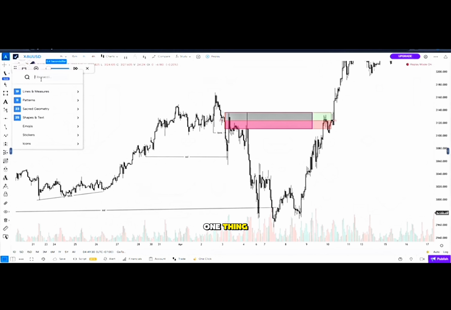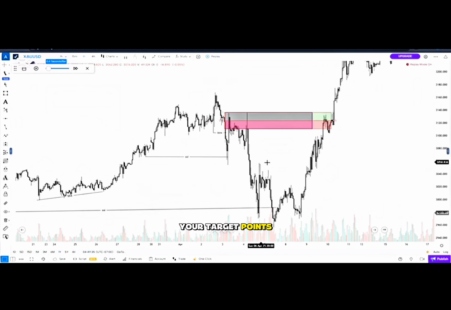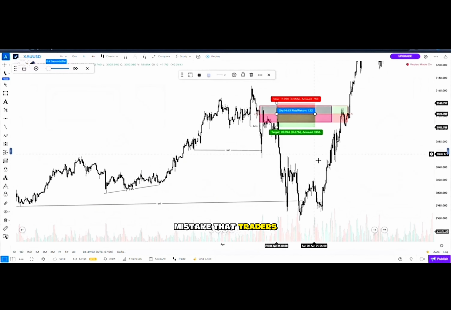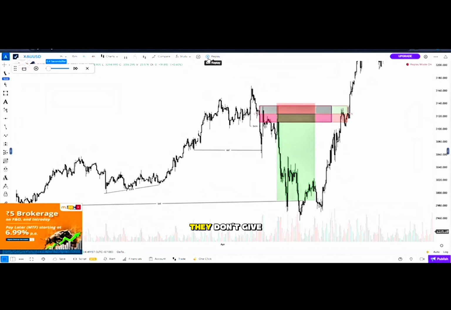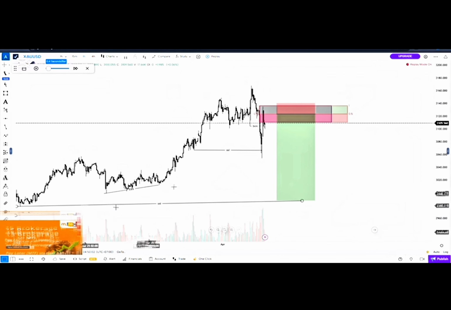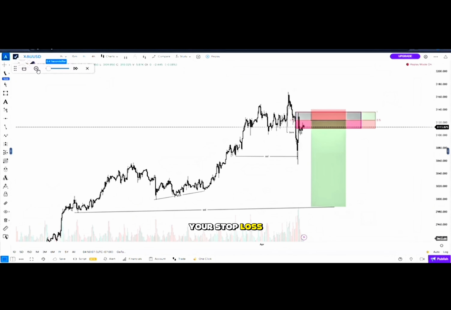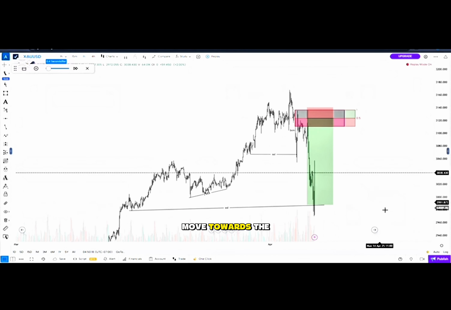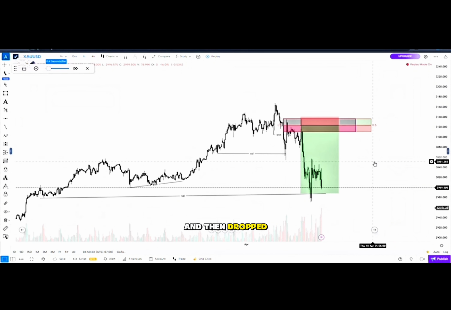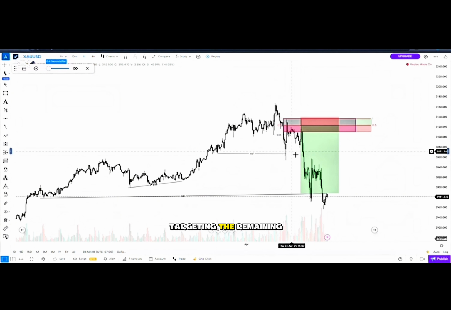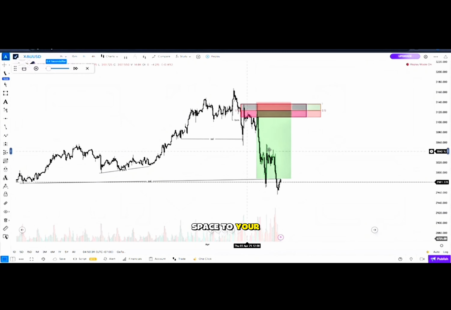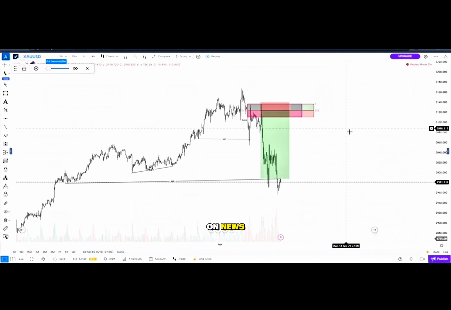So always remember one thing, always make liquidity your target points, not your entry points. This was the mistake that we made on Friday. Here is another mistake that traders make while trading gold on news. They don't give space to their stop loss. So always give some space to your stop loss, 3 to 5 pips. You can see price moved significantly towards the upside and then dropped so quickly, targeting the remaining liquidity. So always remember to give some space to your stop loss while trading gold on news.